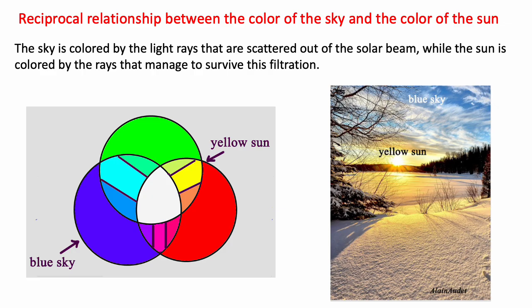The sky is due to light that is scattered out of the sunbeam. So this blue skylight is due to blue and violet light that is scattered away from the yellow sun. And the sun is colored by the rays that manage to survive that filtration. So here the sky is blue, and so the remaining light colors, green and red, combine to make a yellow sun.